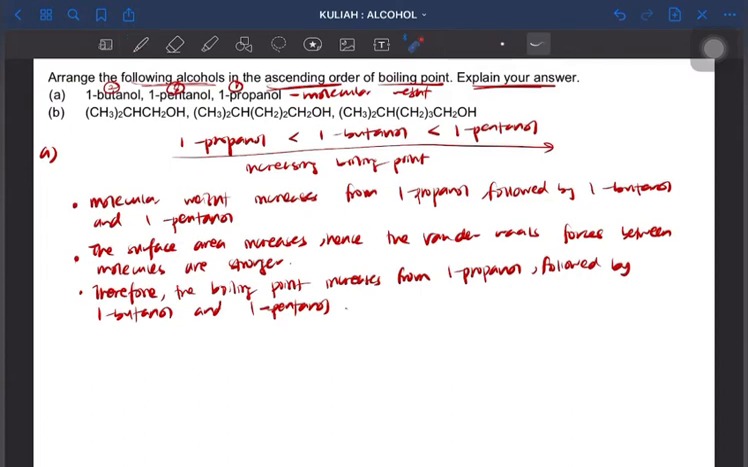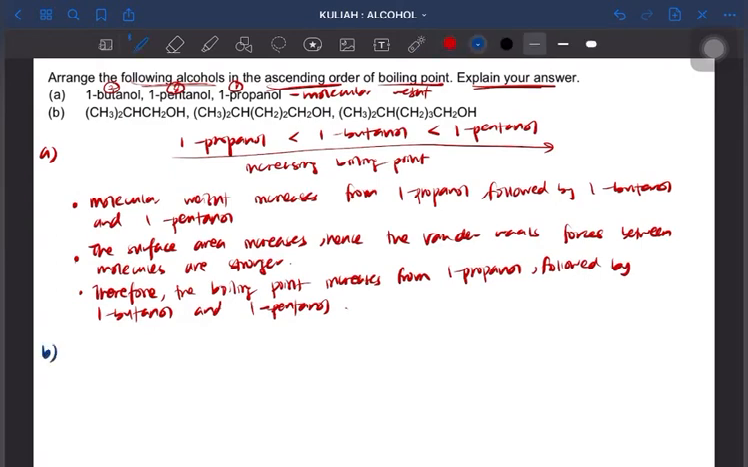Kita cakap pasal molecular weight ni increase daripada 1 propanol followed by 1 butanol and 1 pentanol. So bila molecular weight increase, surface area akan increase, menyebabkan van der Waals forces between molecule pun semakin stronger. So therefore boiling point increases daripada 1 propanol followed by 1 butanol and 1 pentanol. Okay, now kita tengok soalan B.